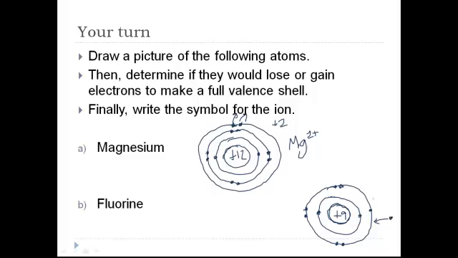If you add an electron, suddenly you have a negative charge, so it's going to have a -1 charge. And here is the symbol, just F-. And this gets a special name because it's a negative ion. This is called the fluoride ion, with the "ide" ending because it's negative.